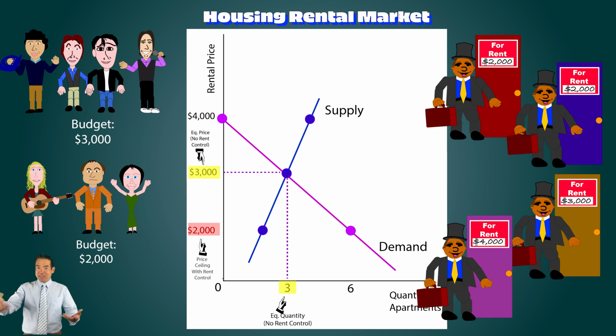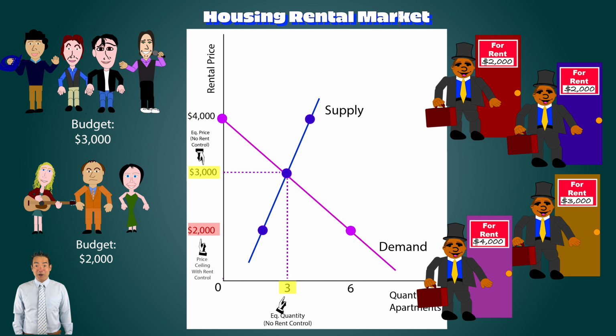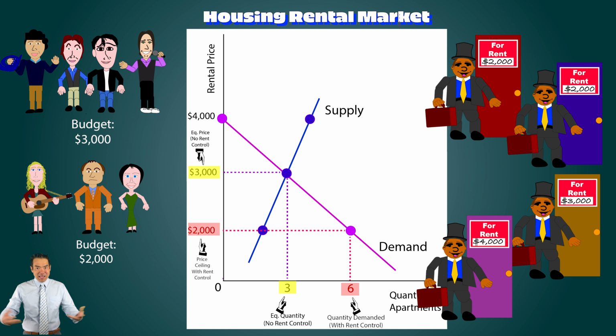Monica can now afford a place, and Phoebe is also going to be willing to rent an apartment. As a result, now quantity demanded of apartments rises to 6 apartments, and that makes sense. When the price falls, more people should be willing to rent apartments.